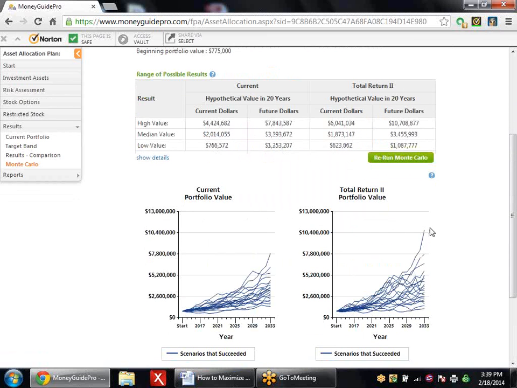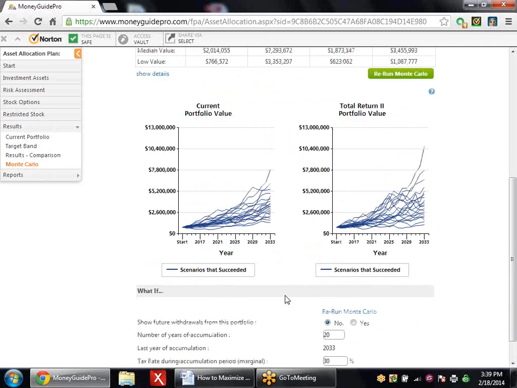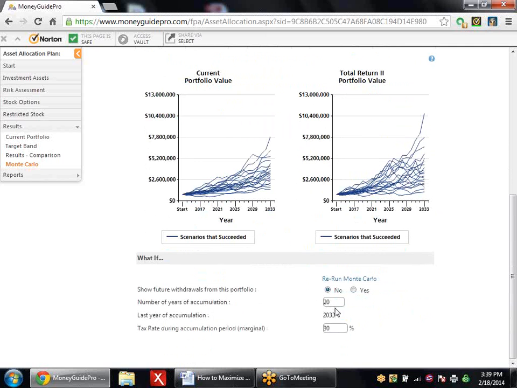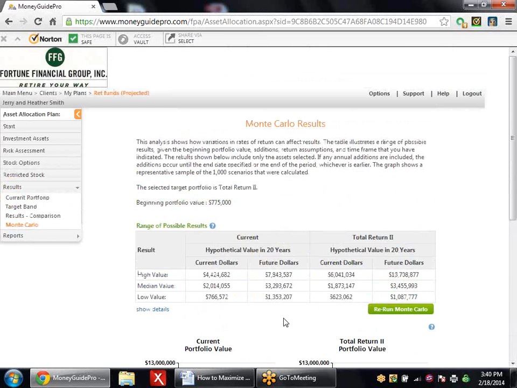And this is a graphic picture showing the same thing. So one best scenario out of those 1,000 was way up here. It looks like the second best was pretty similar to where they were in here. And they look at all the different things here. You could look under years of accumulation and change this. You could change the tax rate also, and that would impact your taxable investments.